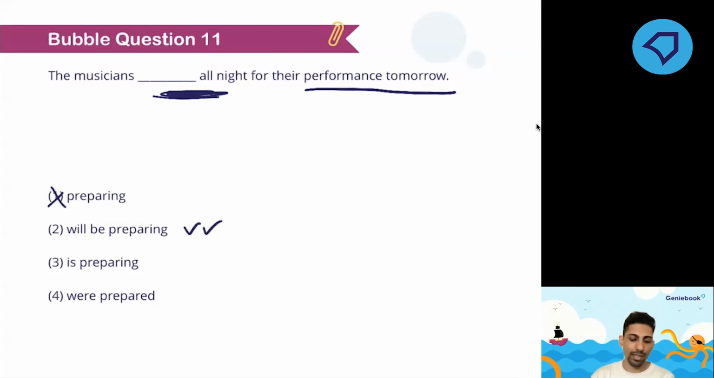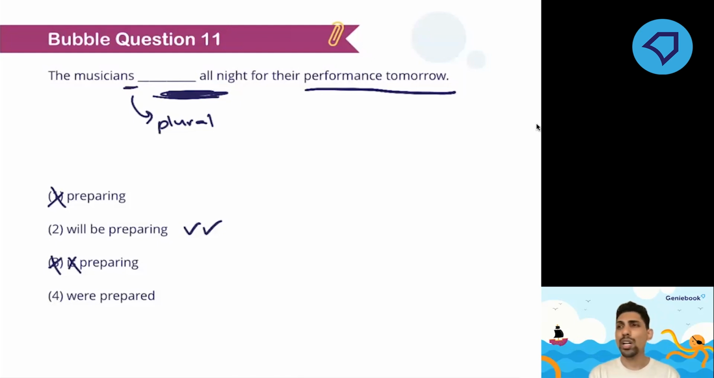Okay. Number three, the musicians is preparing all night. Excuse me. We have musicians, plural. So is is wrong. It should be are preparing. If you had said the musicians are preparing all night for the performance tomorrow, that is acceptable. You are telling me that that is the plan. They are going to spend the whole night preparing. Okay, fine. But the verb here is wrong.